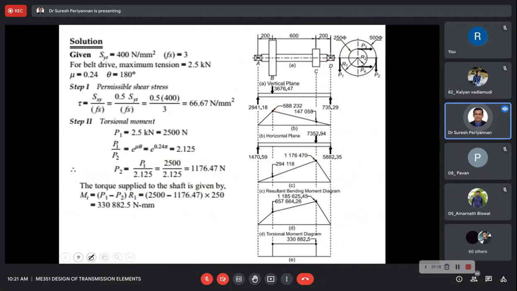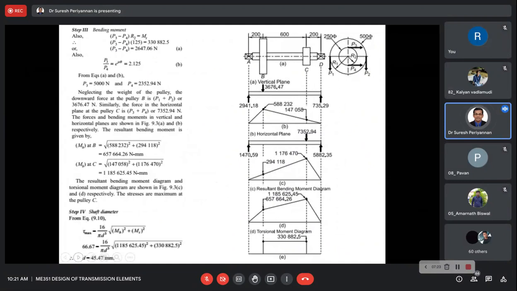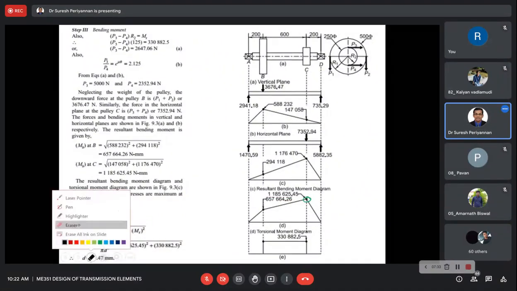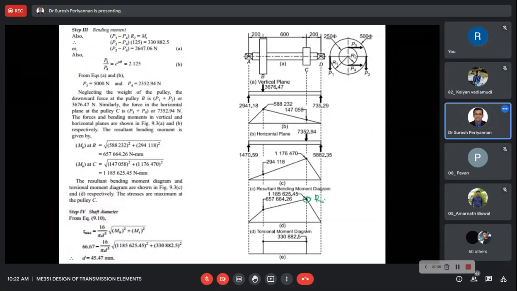These two things we are going to finally consider for our shaft design. See here, this resultant bending moment and this twisting moment, MT. We are going to consider these for finding the dimensions of the diameter of the shaft.